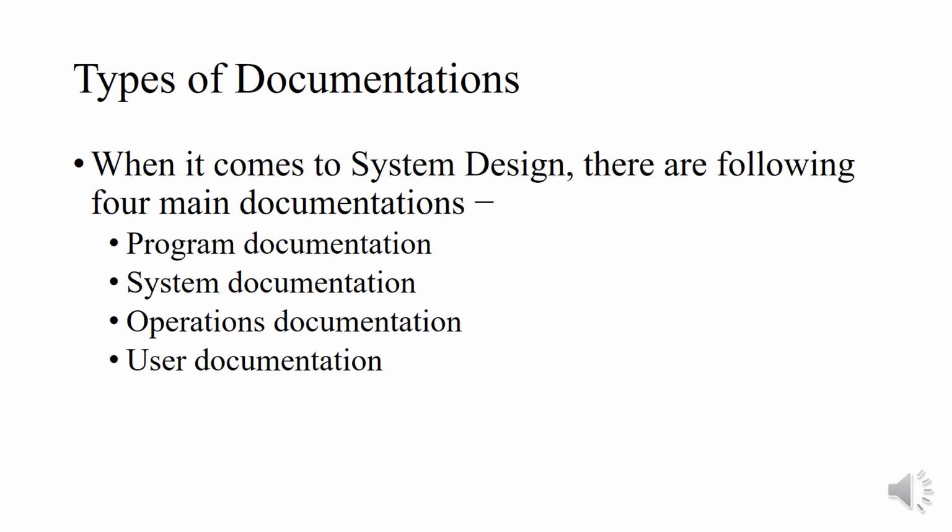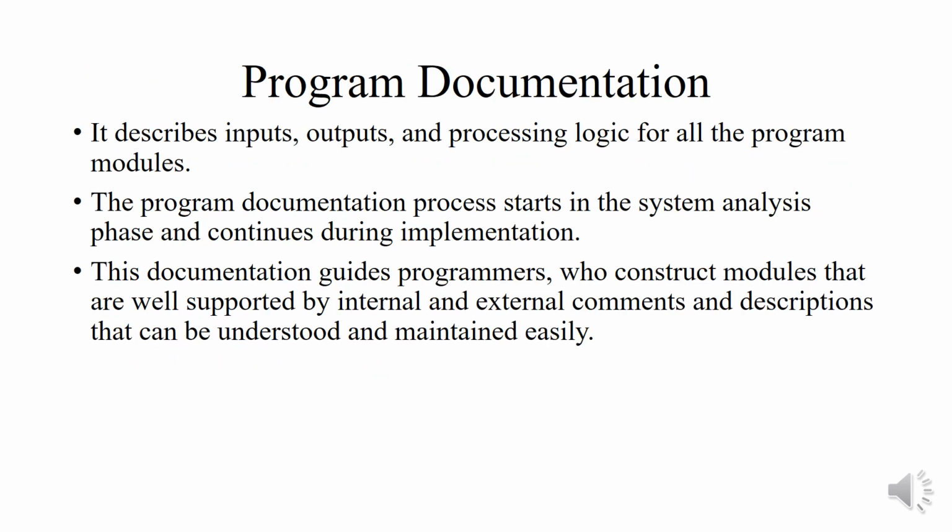There are different types of documentation when it comes to system design. There are four main types: program, system, operations and user documentation. Program documentation describes input, output and processing logic. The program documentation process starts in the system analysis phase and continues during implementation. This documentation guides programmers who construct modules that are well supported by internal and external comments.